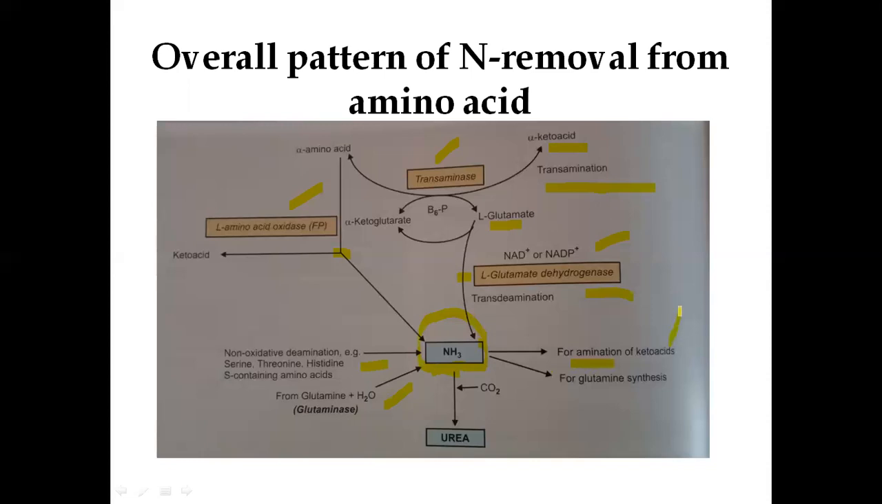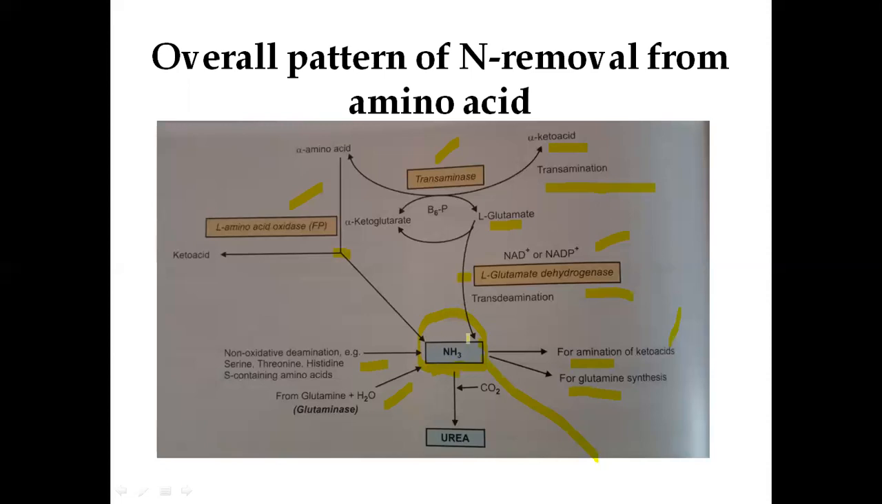So this NH3 will be utilized for the amination of the keto acid to form the respective amino acid. At the same time, this NH3 will be utilized for the synthesis of glutamine by combining with glutamate. And in addition, the major part of the excess NH3 will be excreted from the body, either in the form of NH3 or urea or uric acid.